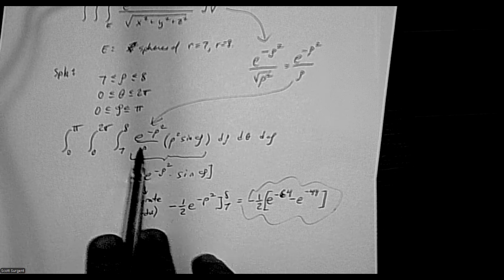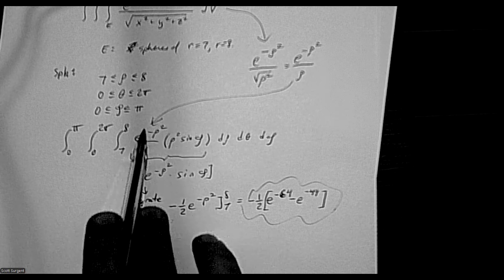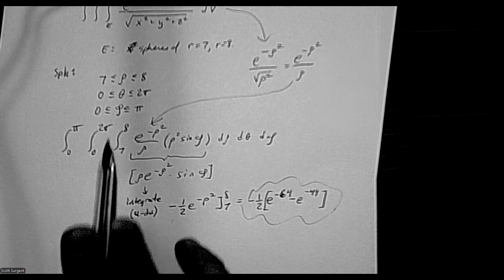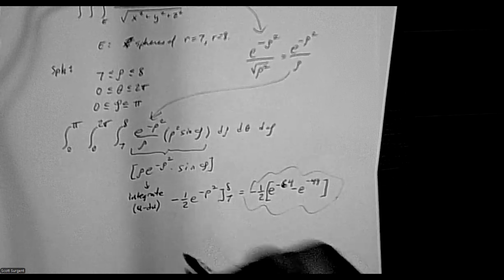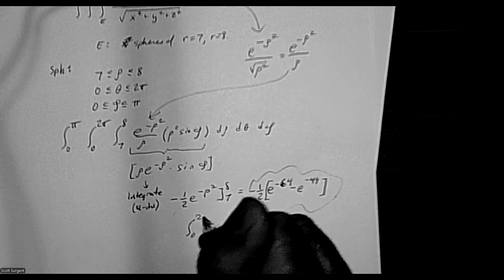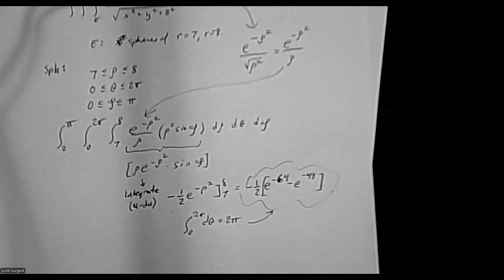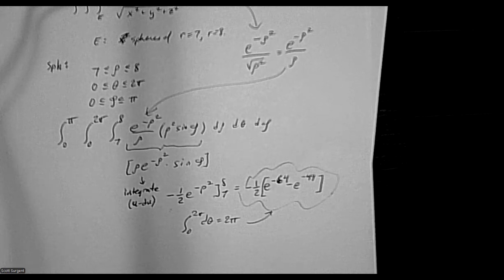The theta integration, there is no theta here. So when I integrate d theta, I get theta, and then I just pop on the 2 pi and the 0, so I just get a 2 pi. So the integral from 0 to 2 pi d theta is 2 pi. So that'll get absorbed in. I'll do that at the end.